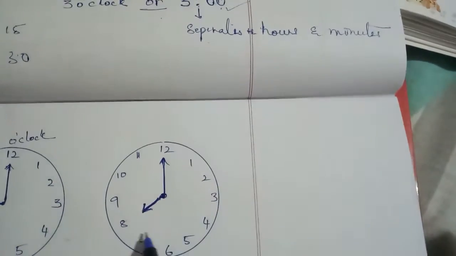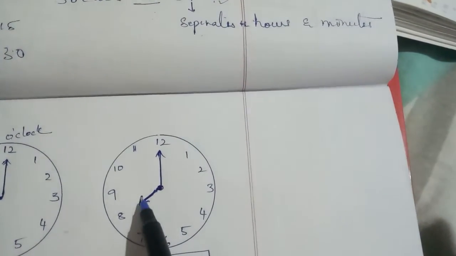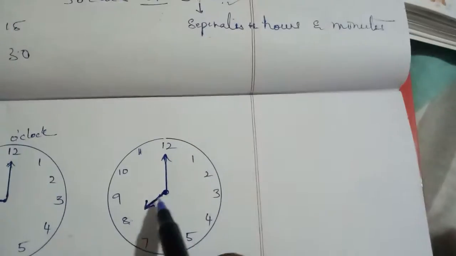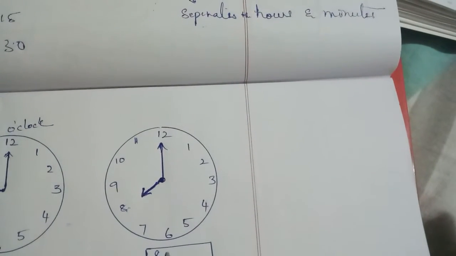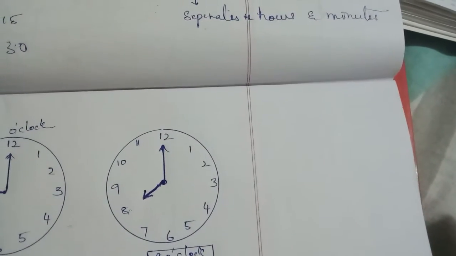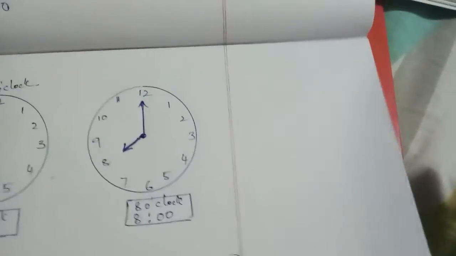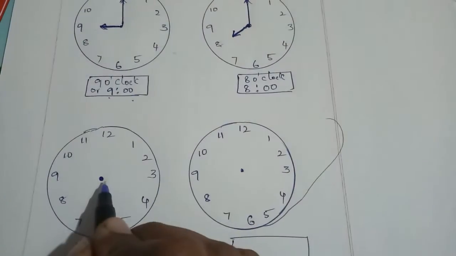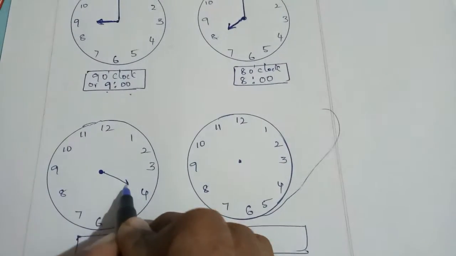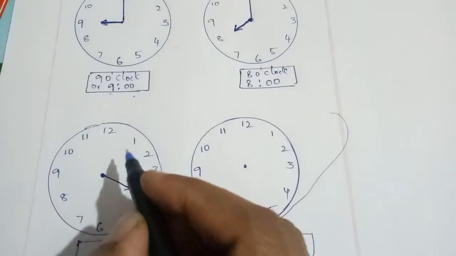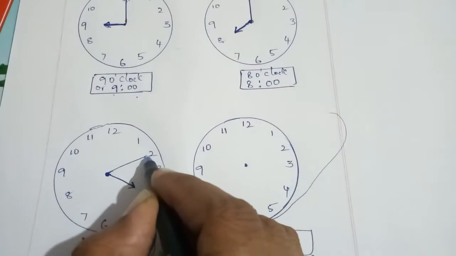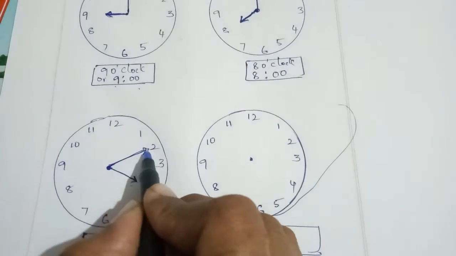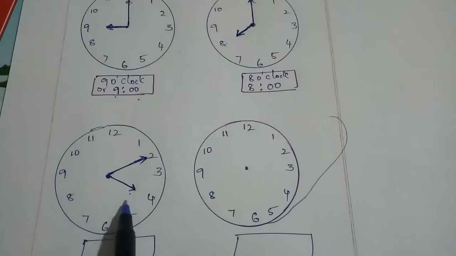Now what is the time now? The short hand is at 8. The long hand is at 12. Now, 8 o'clock. Or 8 colon 2 zeros means 8 o'clock. Okay. This we will do now. Now the short hand is at 4. The long hand is at 2. This is the hour hand. This is the minute hand. Now see what is the time now?